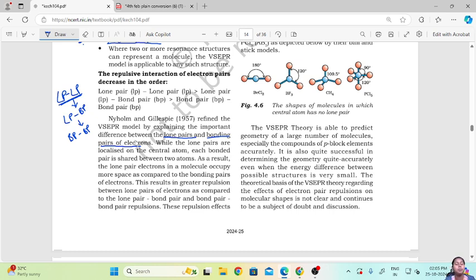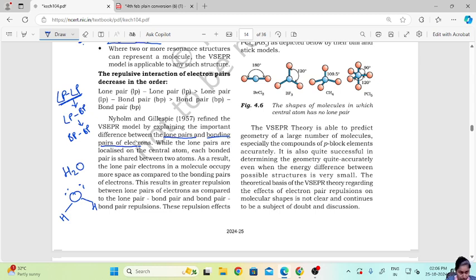Now, what is the difference between lone pairs and bond pairs? For example, if I take water, okay, oxygen has two bond pairs with hydrogen, and there are two pairs of unshared electrons present on the oxygen, okay. So these unshared electrons are called lone pairs. Lone pairs are localized on the central atom, which means they are involved with the central atom only, okay. So they are part of the central atom.